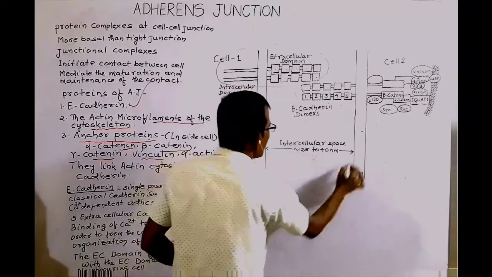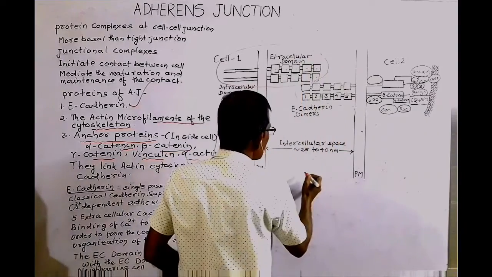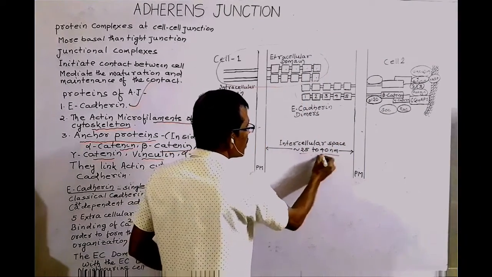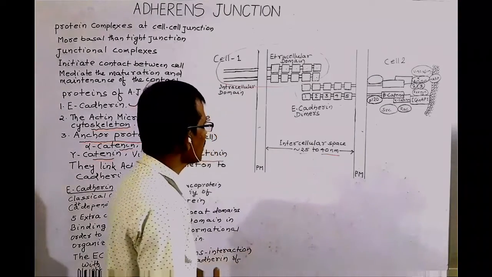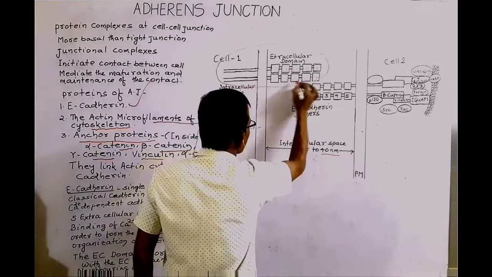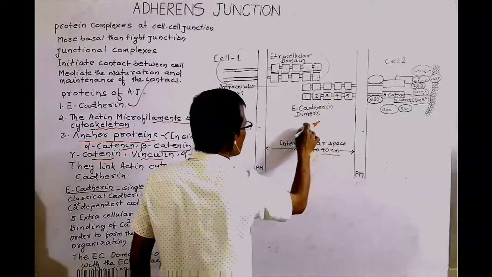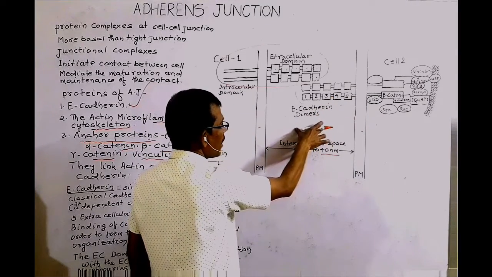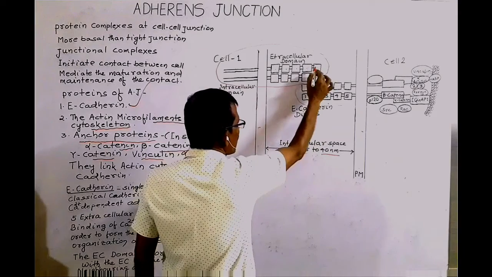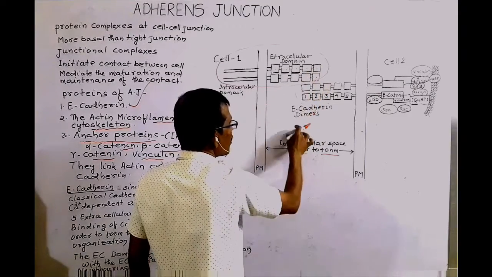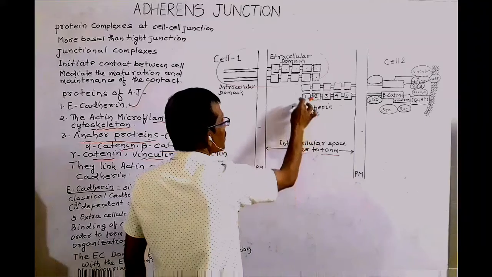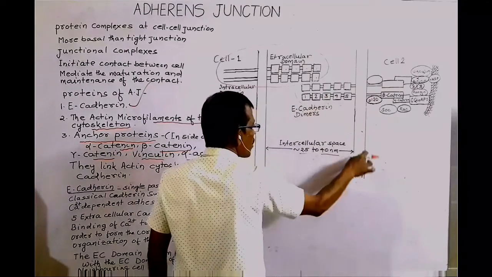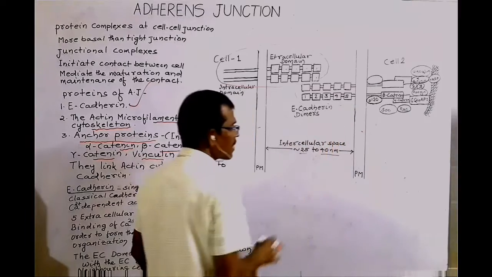And this is the intercellular space. The intercellular space varies from 25 to 40 nanometer. So the extracellular domains of E-cadherin are present in the intercellular space, and the extracellular domain of one cadherin dimer interacts with the cadherin dimer that is present in the plasma membrane of the adjacent cells.